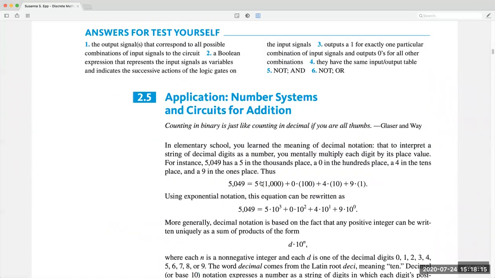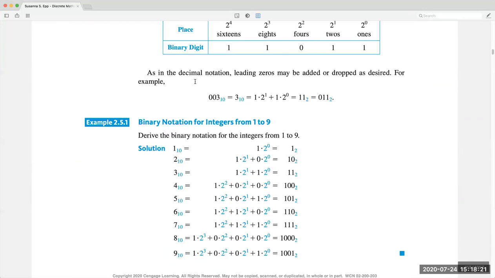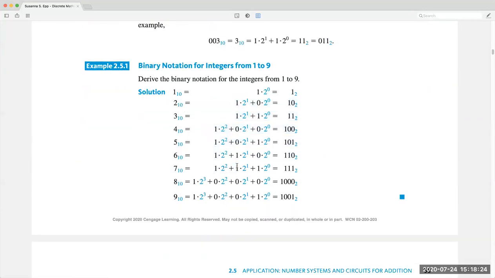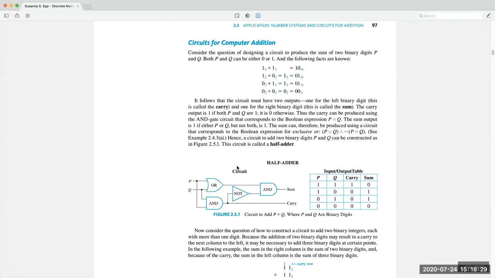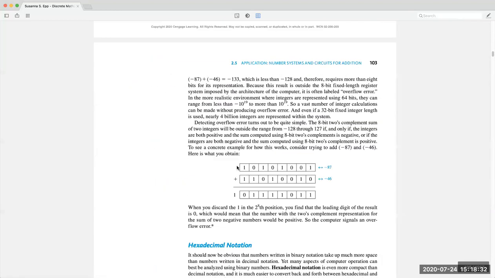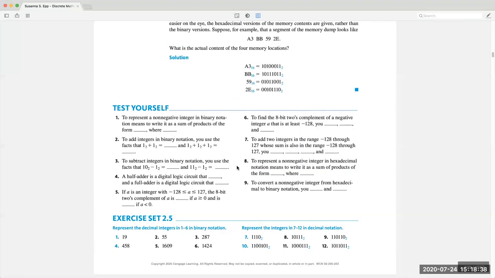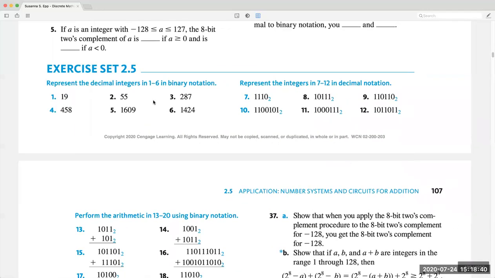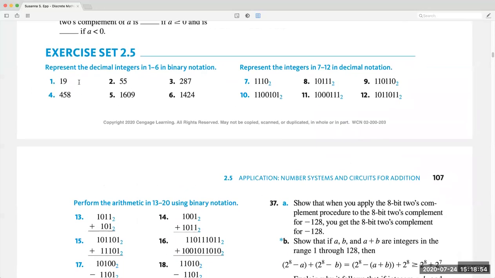Okay. Number system and circuit addition. Let's have a look if you know how to do this one. Easy, because there's some question about the binary numbers. Express these decimal integers in binary notation. Do you know how to do it?